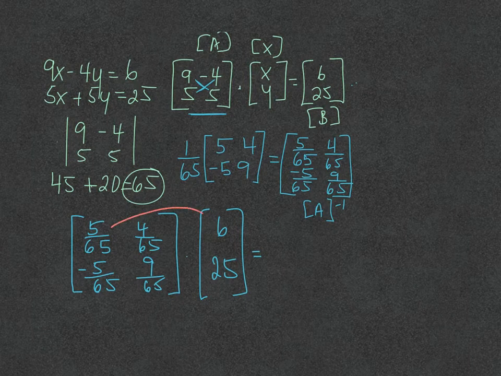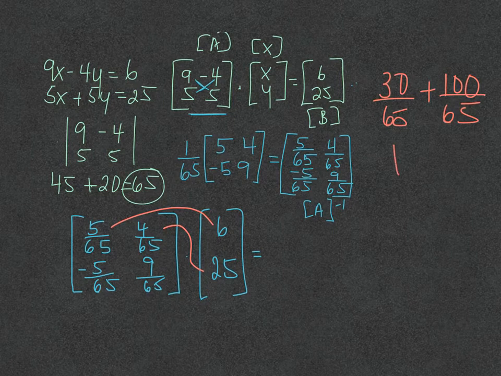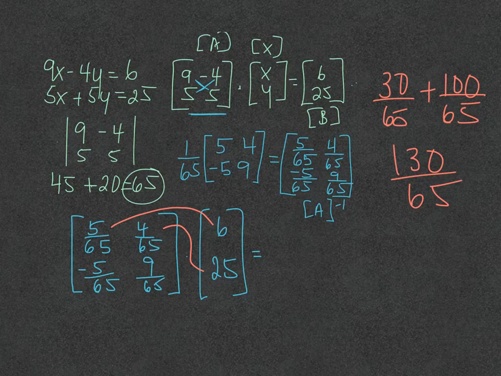Remember, you do 5 times 6 over 65. So it's 30 over 65 plus 4 times 25, which will be 100 over 65. So we get 130 over 65, and we get an answer of 2. 130 divided by 65 is 2.